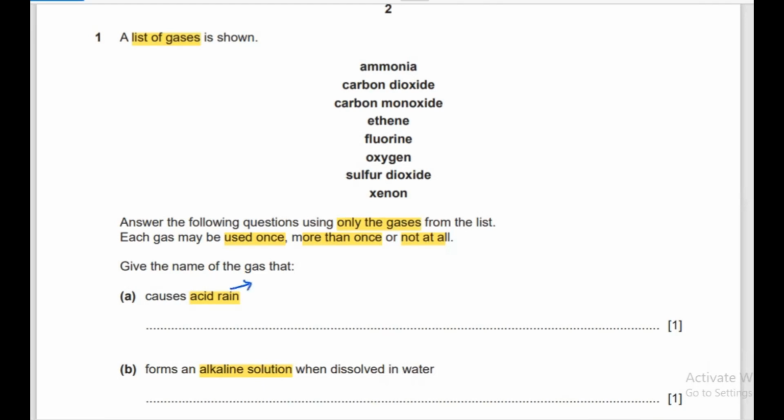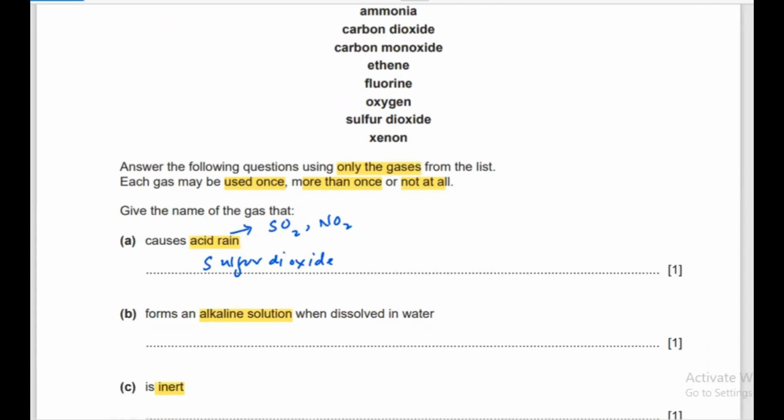There are two gases which are responsible for acid rain: sulfur dioxide and nitrogen dioxide. So just check the list whether sulfur dioxide is there. So sulfur dioxide is responsible for the acid rain. Nitrogen dioxide also contributes to the acid rain, but nitrogen dioxide is not in the list.